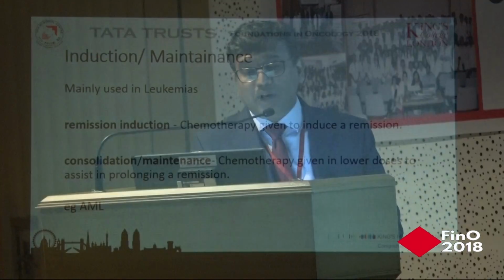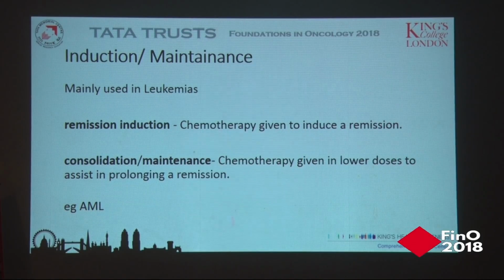Now, induction and maintenance. Before that, I'd like to say what remission is. Remission is when there is no sign or symptom of disease. Terminology like induction and maintenance is used mainly in the management of leukemias. When you say you're going to induce remission, that means chemotherapy given to induce remission, that is, to eliminate the cancer. Consolidation or maintenance is where you give lower doses of chemotherapy to maintain or prolong remission. This terminology is usually used specifically in acute myeloid leukemia.